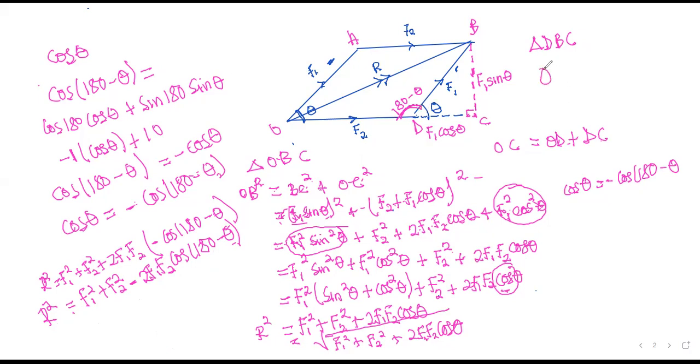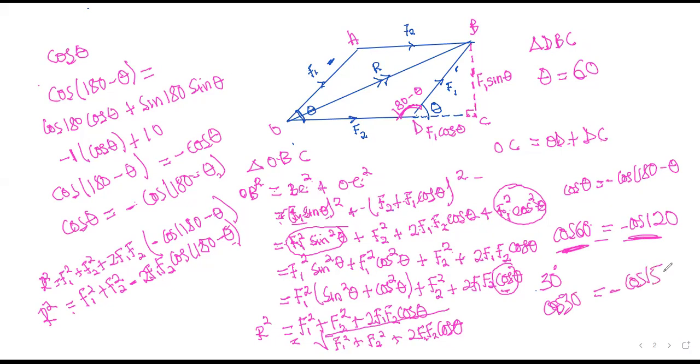So if theta is 60 degrees, cos of 60 is also equal to negative cos of 180 minus 60, which is 120. So what cos 60 can do, negative cos of 120 will do the same thing. If you give me 30 degrees as the angle between the forces, cos of 30 must also be equal to negative cos of 150.